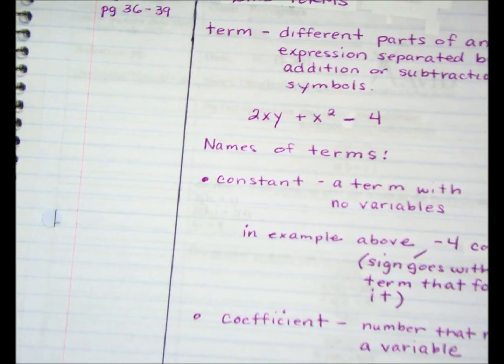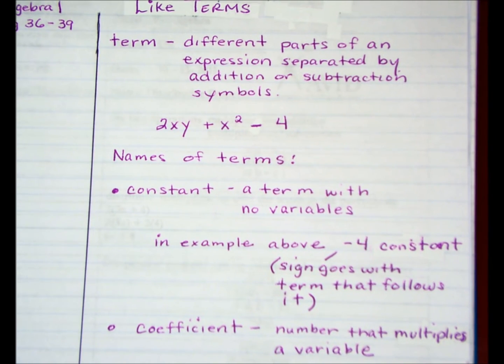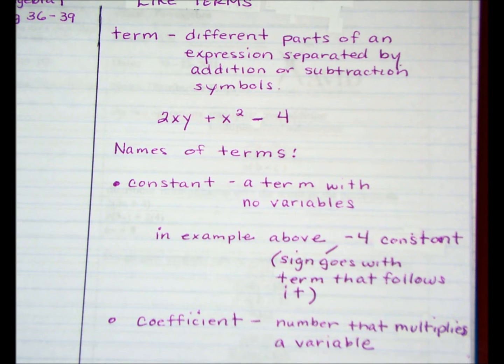A constant is a term with no variables. Now, all numbers are constants. So 23 is a constant, 54 is a constant, -4 is a constant. Any number without a variable is a constant.